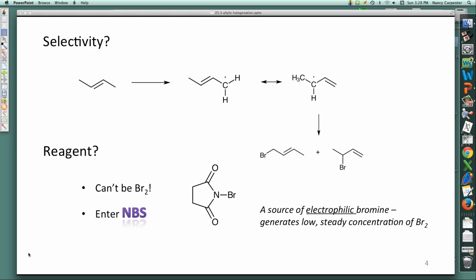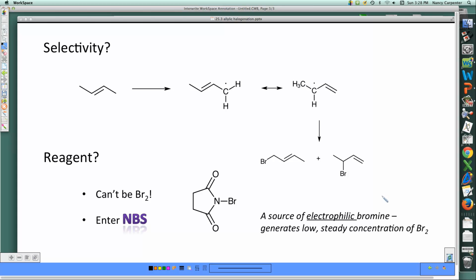NBS is an oddball. It's a source of electrophilic bromine. What do we mean by electrophilic bromine? Bromine that's attacked by a nucleophile, right? So here is electrophilic bromine, which we've seen plenty of when our nucleophile is a set of pi electrons. It attacks to form the bromonium ion.